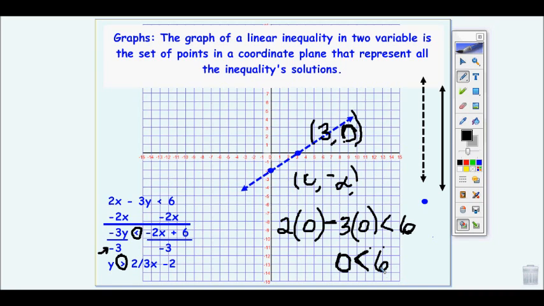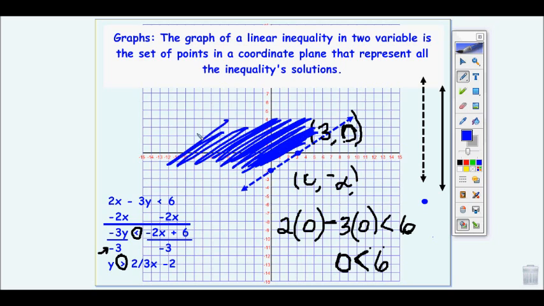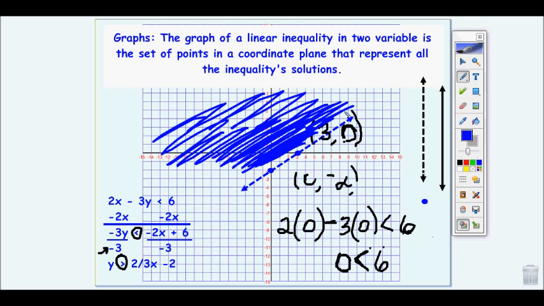If 0 is less than 6, that means the point 0, 0 would be a possible solution. 0 is less than 6, so I want to shade in the area. I'll make it a little prettier. We'll use blue for the shading. Shade in the area of the graph that contains the 0, 0 point. So 0, 0 is part of the solution, so I want to shade in that side of the graph on that side of our solution line.